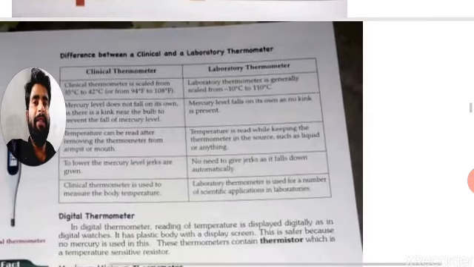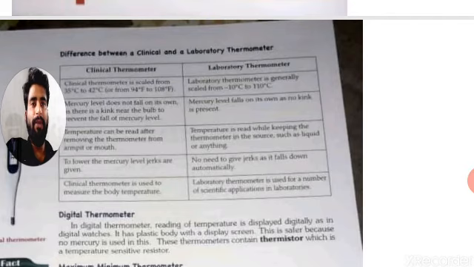Here is the given difference between clinical thermometer and laboratory thermometer. So clinical thermometer, its scale is 35 degrees Celsius to 42 degrees Celsius and 94 degree Fahrenheit to 108 degree Fahrenheit. Laboratory thermometer is generally scaled from minus 10 degrees Celsius to 110 degrees Celsius. In clinical thermometer, mercury level does not fall on its own as there is a kink near the bulb. But in laboratory thermometer, mercury level falls on its own as no kink is present.